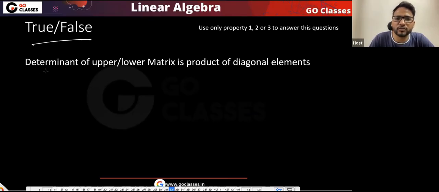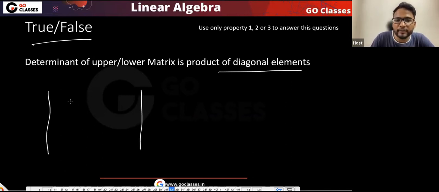Now tell me if this is true or false. The determinant of an upper or lower triangular matrix is the product of the diagonal elements, which means not just a diagonal matrix. Let's suppose this is an upper triangular matrix, which means the elements below the diagonal are zeros, and the diagonal elements or the elements above the diagonal could be anything. So if this is a22, and this is a33, then these are zeros.